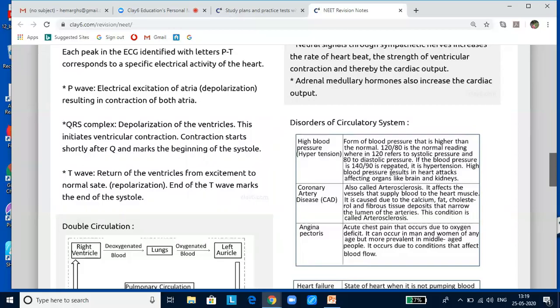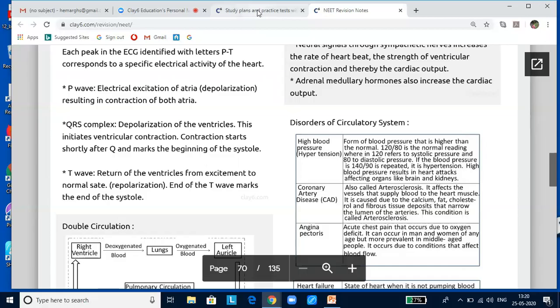Heart failure is a state in which the heart is not pumping enough blood to meet the body's demands. It is also called congestive heart failure because of congestion of the lungs. Heart failure is different from cardiac arrest. In cardiac arrest, the heart stops beating, or a heart attack is when the heart muscle is suddenly damaged by an inadequate blood supply. So with this, we are completing the concepts that need to be covered in this lesson.